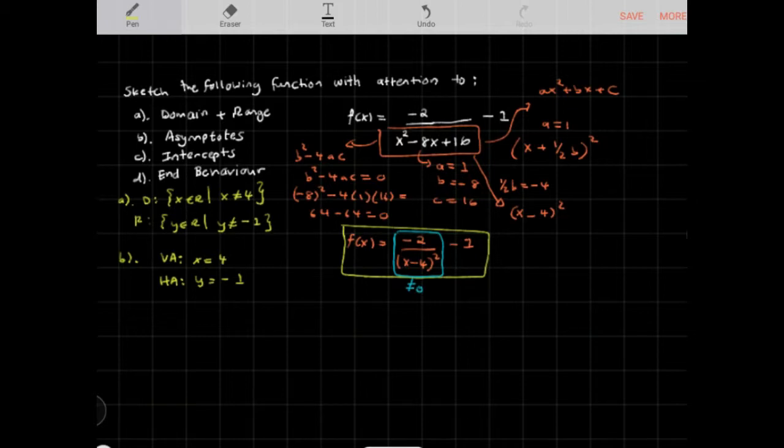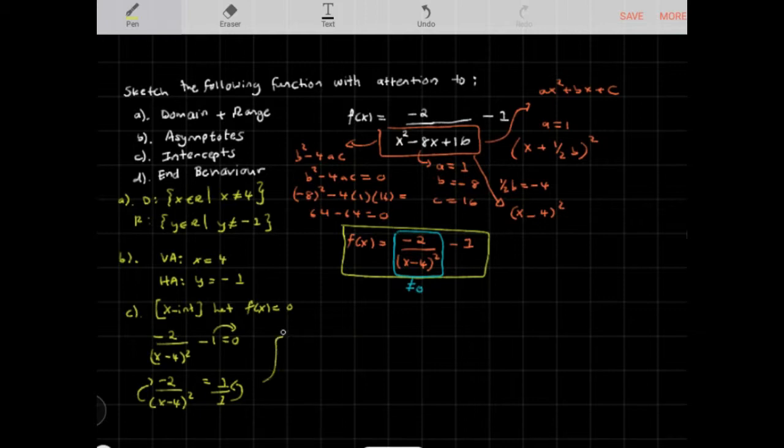The next thing we want to do is find our intercepts. I'm going to find my x-intercept and y-intercept, starting with my x-intercept first. To find my x-intercept, I'm going to let y or f of x equal 0. If I let f of x equal 0, we get -2 over x minus 4 squared, minus 1, is equal to 0. I'm going to move the -1 to the other side. You get -2 over x minus 4 squared is equal to 1. I'm going to take the reciprocal so I can solve for x. So you get x minus 4 squared over -2 is equal to 1.